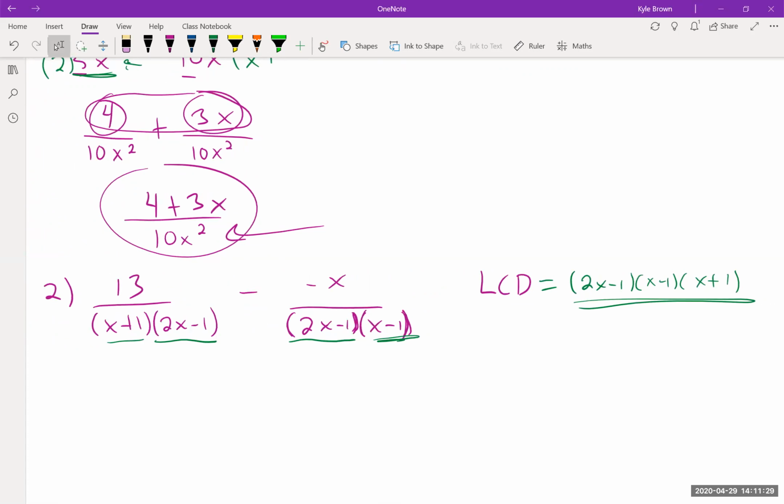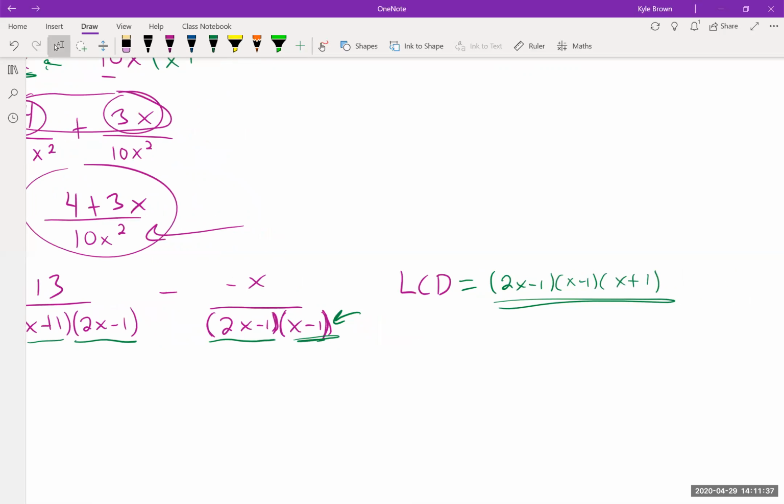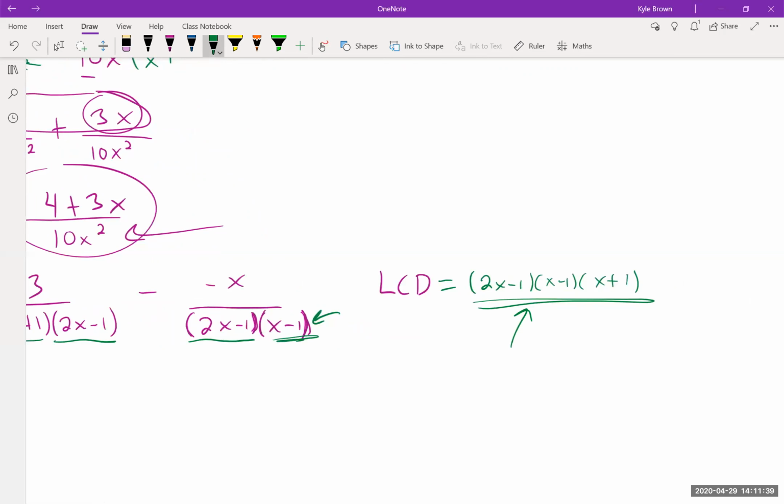And what I can do now is, let's go back over here again and say, all right, what did I have to multiply that by to get that lowest common denominator? Well, it's really asking, what's the thing I'm missing, right? I'm missing the x plus 1. I don't have that in here. So I have to multiply the bottom of this by x plus 1. But if I do that, I also have to multiply the top by x plus 1.